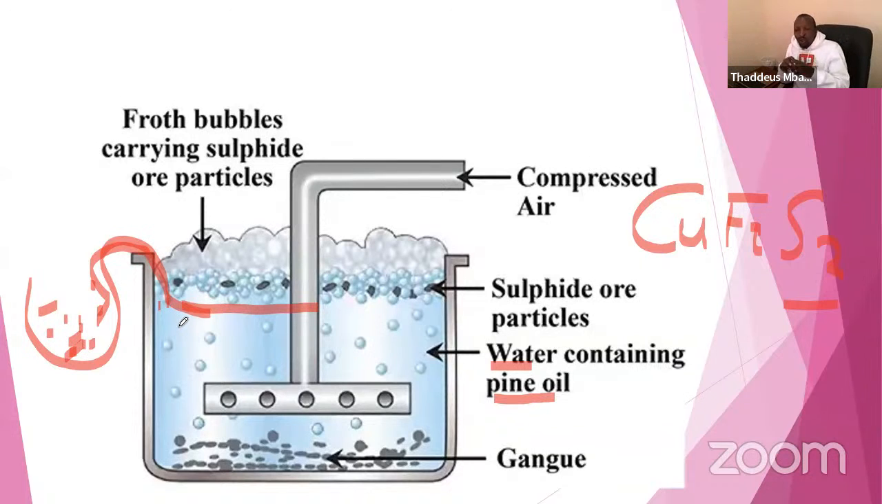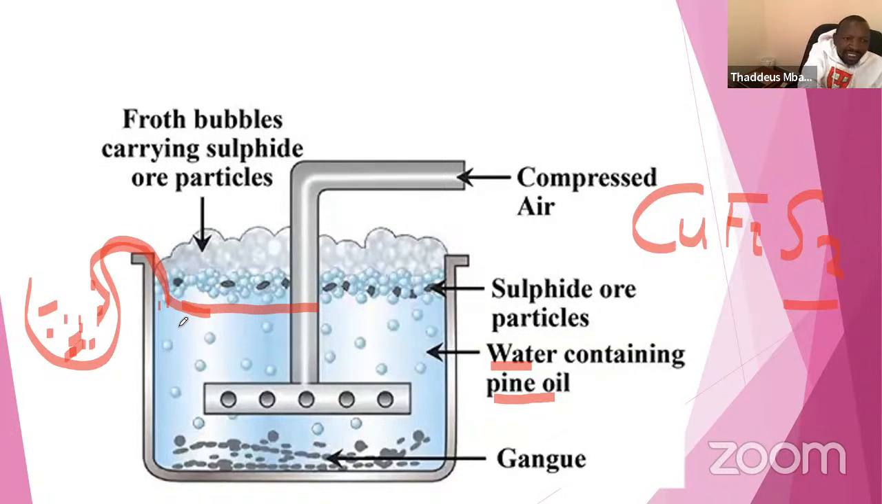So the sulfide ore gets surrounded by the pine oil, but not any other impurities, so it will always be on top. If you continue adding more water, the air is released from the bottom. Remember, air occupies space, so it keeps pushing everything on top until it reaches the top layer where there is no more space. Then it is directed to the collecting tank.